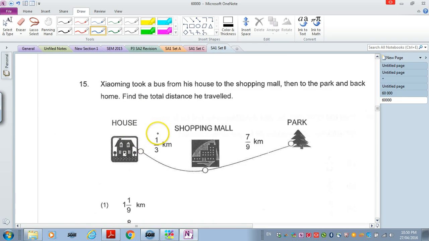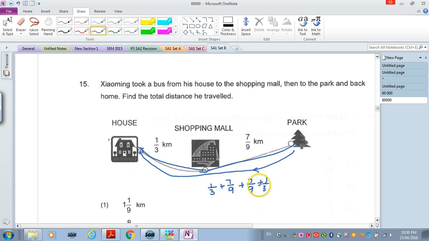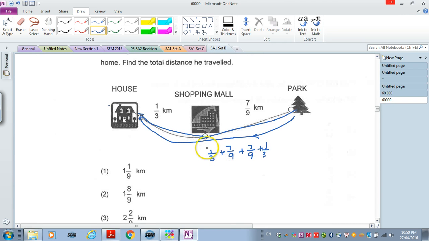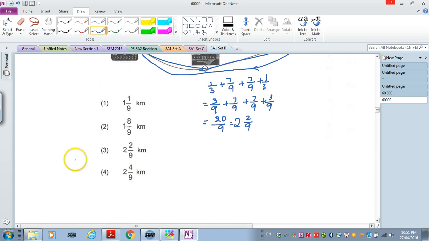Xiaoming took a bus from his house to the shopping mall. So he goes from the house to the shopping mall, then to the park, and then back home. So when he comes back from the park, he will pass the shopping mall, and then he goes back home. So find the total distance. He would take 1/3 plus 7/9, back again plus 7/9, plus 1/3. So when we add, we make sure that our denominator is the same. So 1/3 would be 3/9, plus 7/9, plus 7/9, plus 3/9. And I would get 20/9, which is 2 wholes and 2/9. Option number 3.